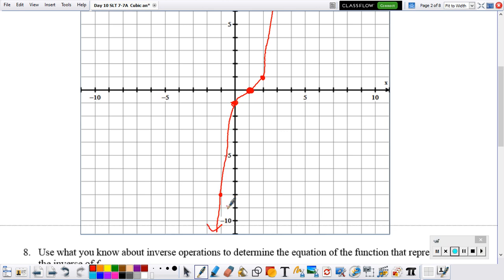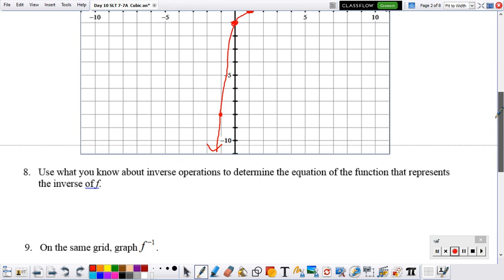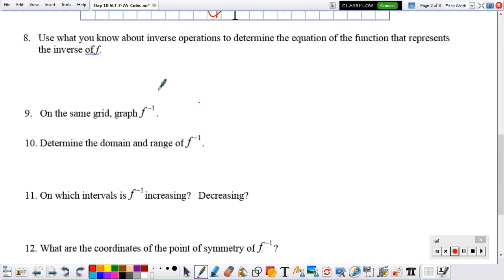Question 7 asks us to use what we know about inverse functions to determine the equation of the function that represents the inverse of f. So let's map this out. To get f, we took x, and then we subtracted 1 to get x minus 1. Then we cubed, and we got x minus 1 cubed.